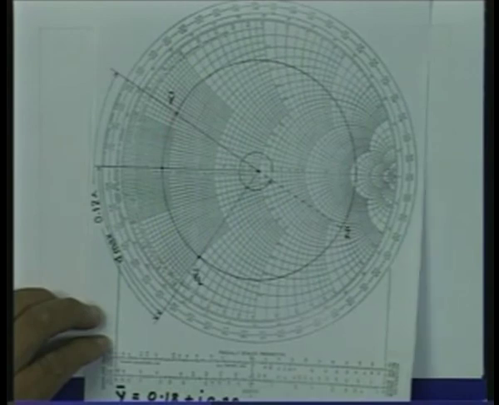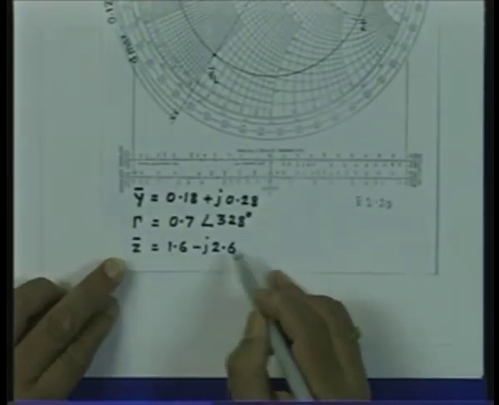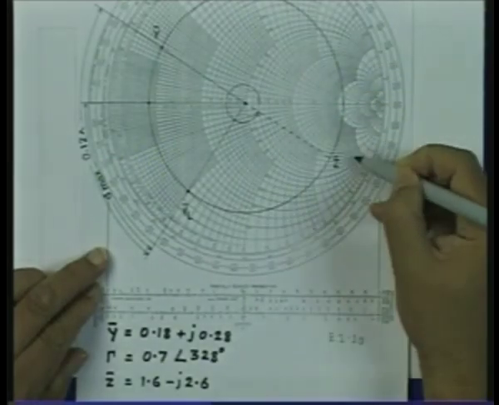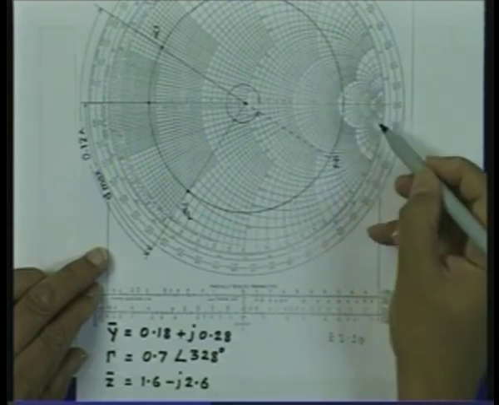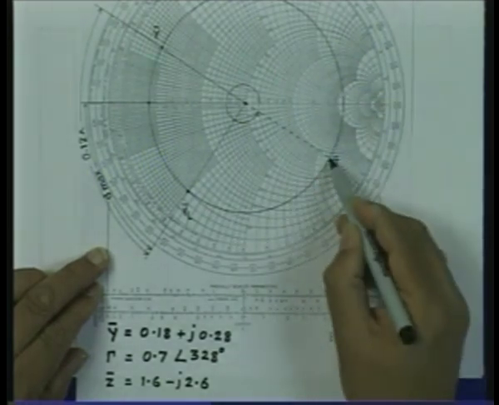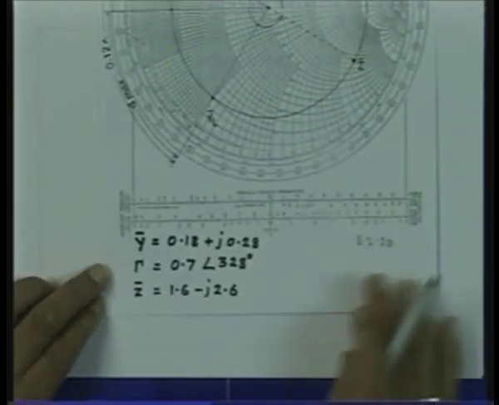So if I read the value for the normalized impedance at this point, that value will be 1.6 minus j 2.6. The constant R circle passing through this is 1.6, and the constant reactance circle passing through this is minus 2.6. So this point here is 1.6 minus j 2.6.